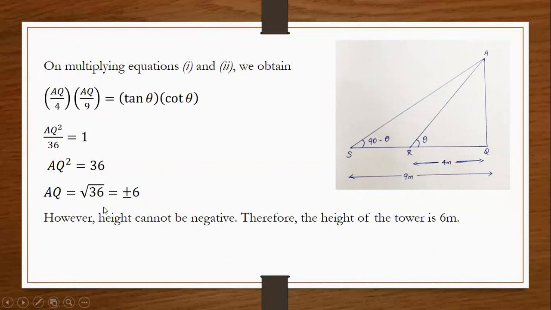So AQ would be root of 36, which is plus or minus 6. But the height cannot be negative. So obviously we have to take the positive value. So the height of the tower is 6 meters. In this, the only point to note is that the direct angles in this question are not given, just that they are complementary is given. Complementary means 90 degrees. So assume any one to be theta, and the other will be 90 minus theta. You can assume S to be theta and R to be 90 minus theta. Your answer would be the same. There won't be any changes in that.